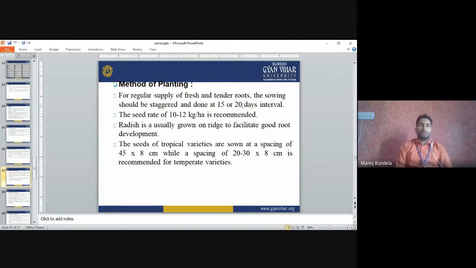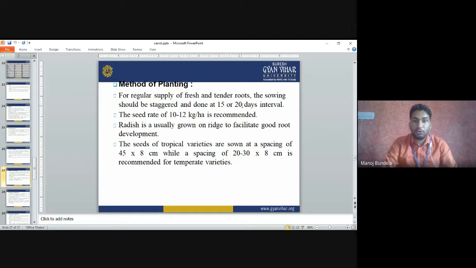Method of planting. For the regular supply of fresh and tender roots, the sowing should be staggered and done at 15 to 20 day intervals. Same as in carrot, in radish also we have to sow the crop at 10 to 15 day intervals so that we continuously get fresh crops from the field and sell them in the market. If we sell fresh crop into the market, we will get more yield. The seed rate of 10 to 12 kg per hectare is recommended.